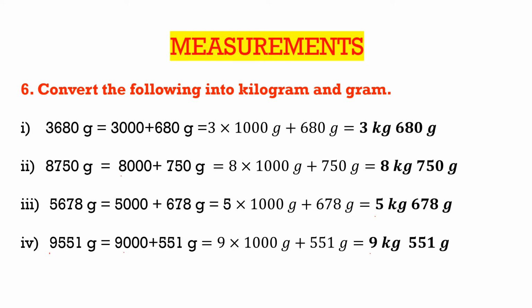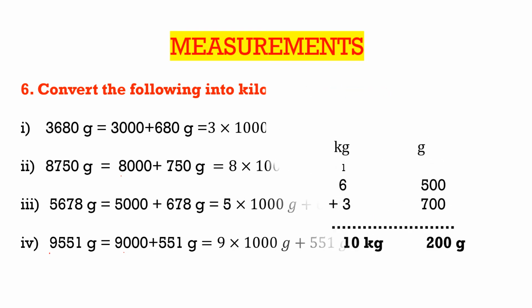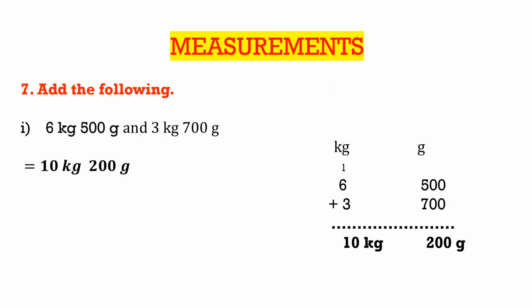Next we move to 7th question. Now we have to solve question number 7. Question number 7 is add the following. First bit given is 6 kg 500 gram and 3 kg 700 gram. We have to add 6 kg 500 gram and 3 kg 700 gram.